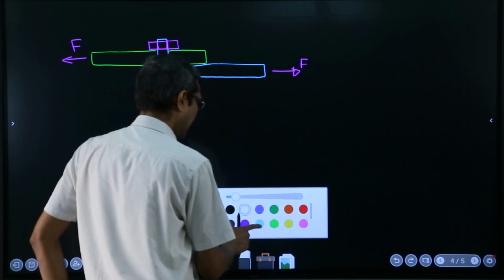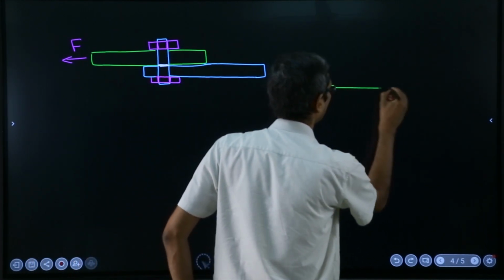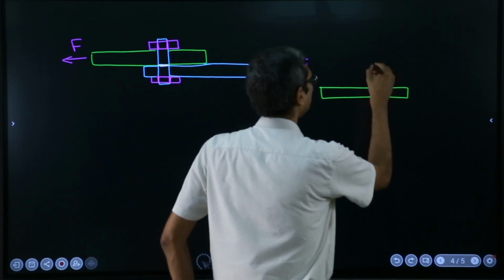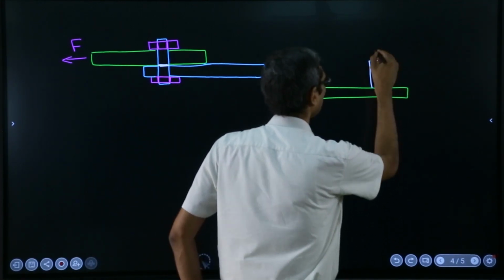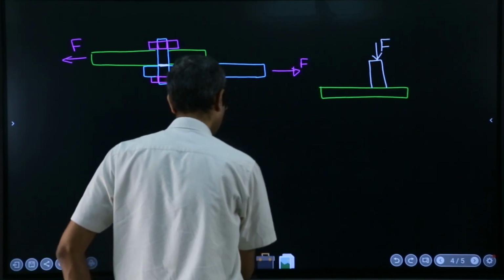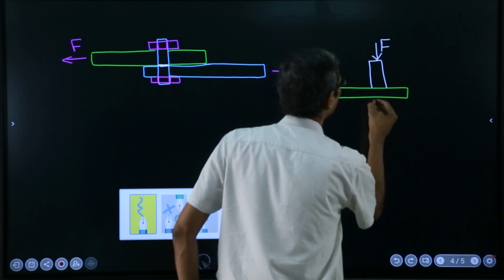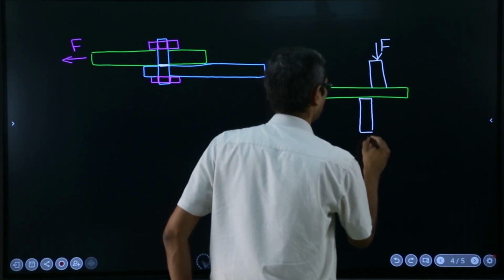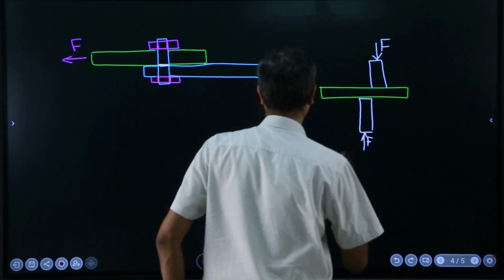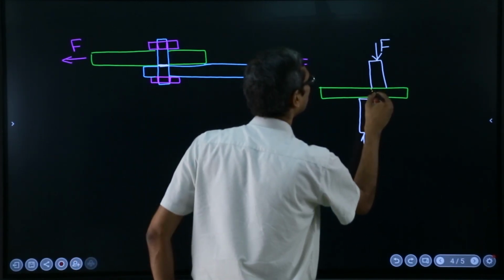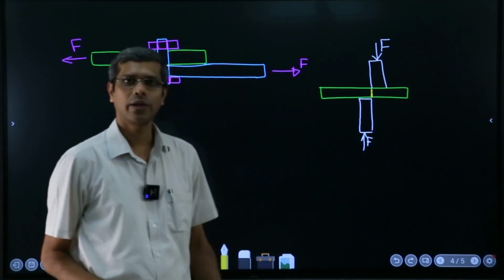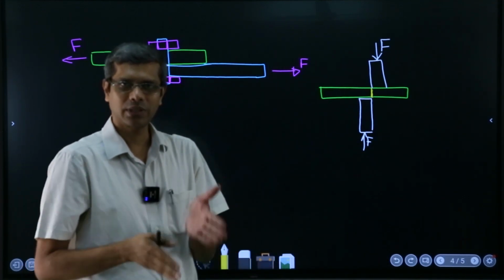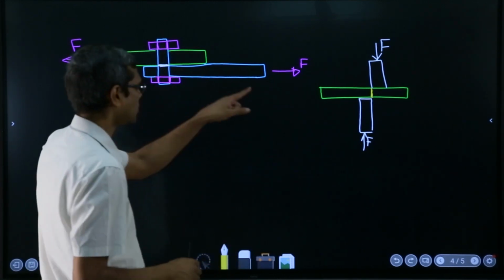So the general condition of a shearing force being developed is you have a material like this, and then you have something like this. You are applying a force here with a cutter like this, and maybe another one which is very close to this. Now if you apply force like this, the material will have a tendency to slide across this cross section. So this is called shearing, and the same situation is happening here.